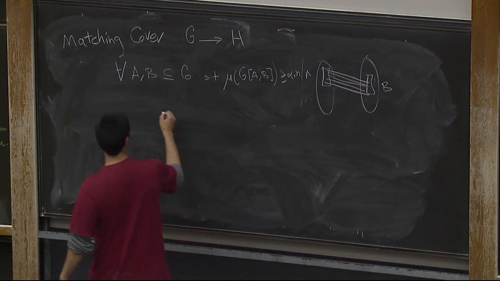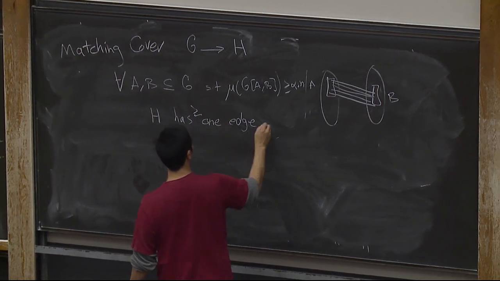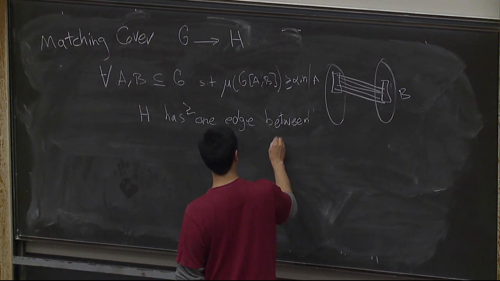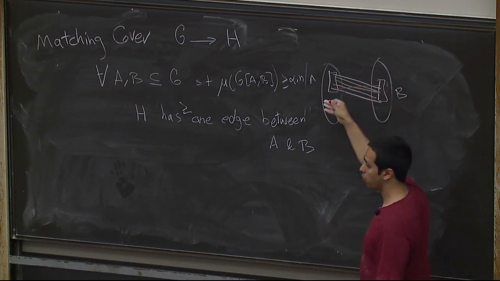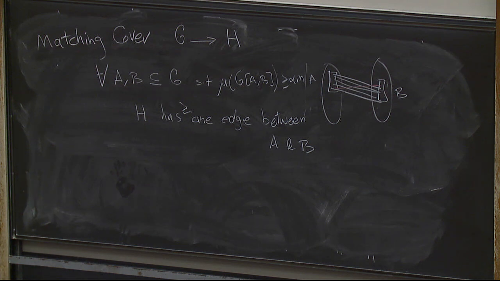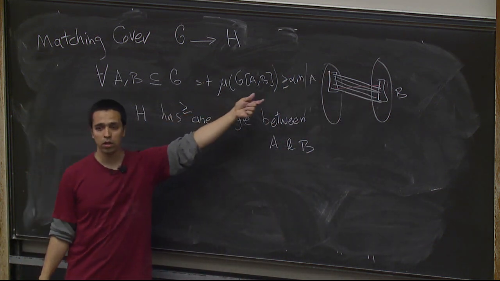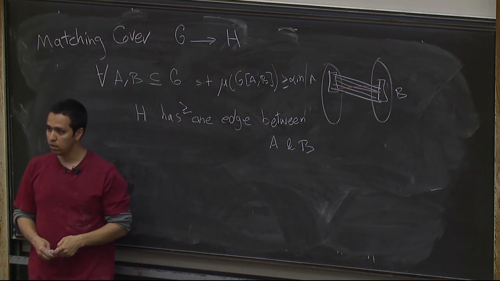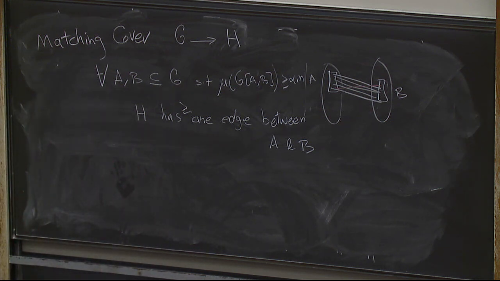H has at least one edge between A and B. If in G there were such a large matching, H has at least one edge. What does it mean? Look at any large matching inside G, a matching of size alpha n. In H, you've picked one edge between its endpoints. It may not be edges of the matching. But whenever you have a large matching, and this alpha is the quality of the sparsifier, or the quality of the cover, for any large enough matching, you pick one edge between its endpoints. That's what I call an alpha matching cover.